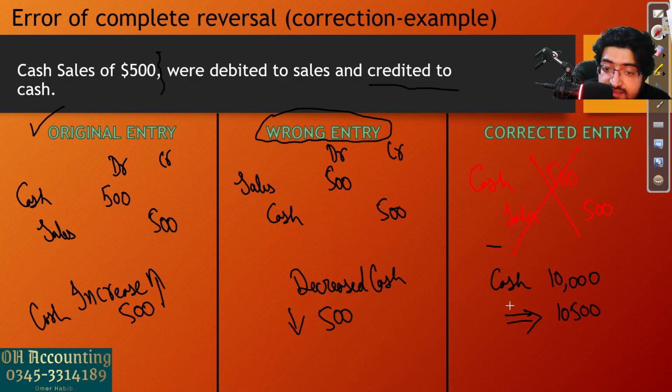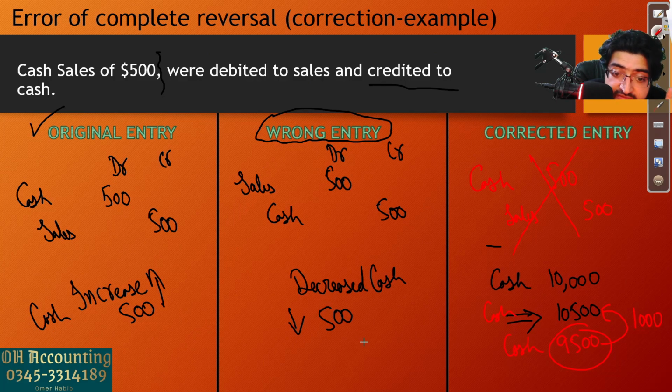What we did is that we decreased cash by 500. So we have made cash figure 9,500. Instead of making it 10,500, we have actually decreased cash by 500 and made the figure 9,500. So to bring it back to what it should be, you will have to add $1,000 to the cash account to fix this.